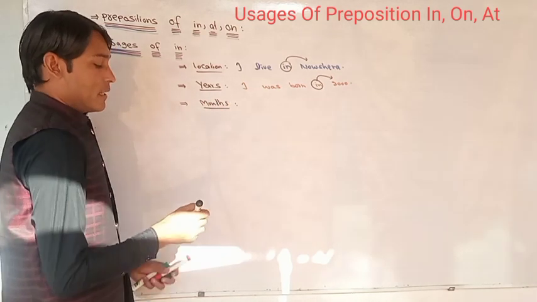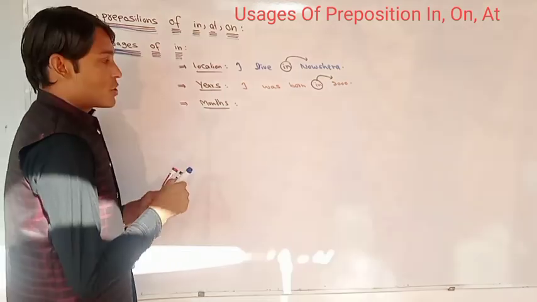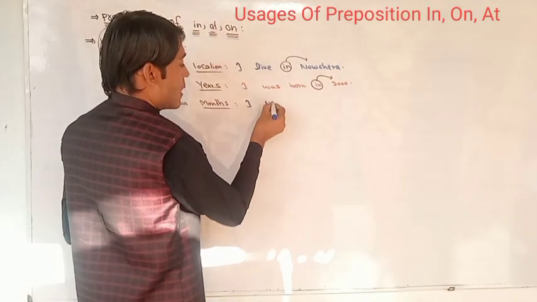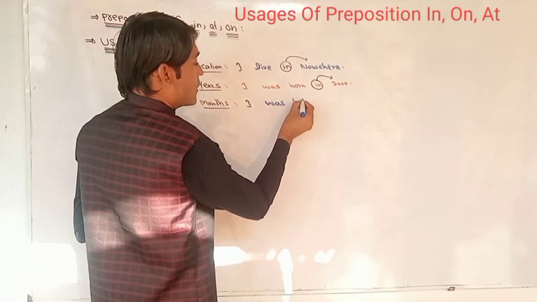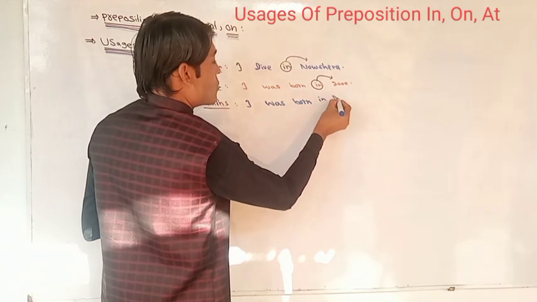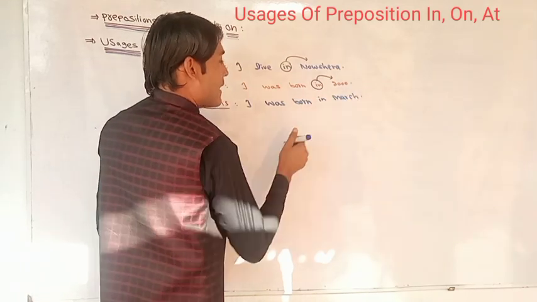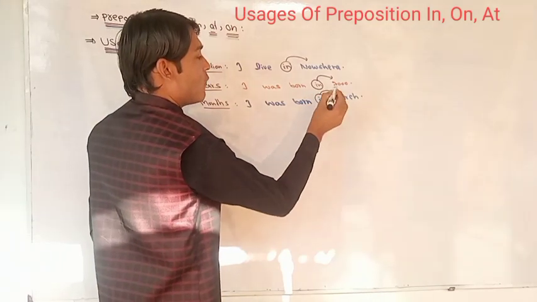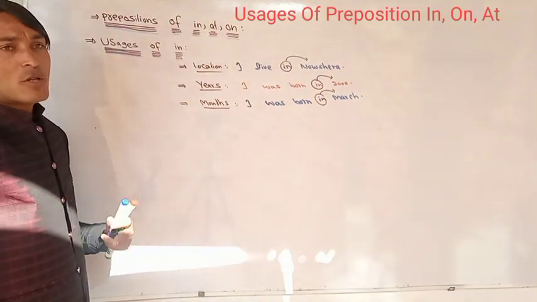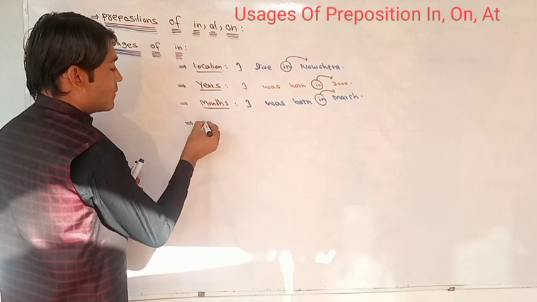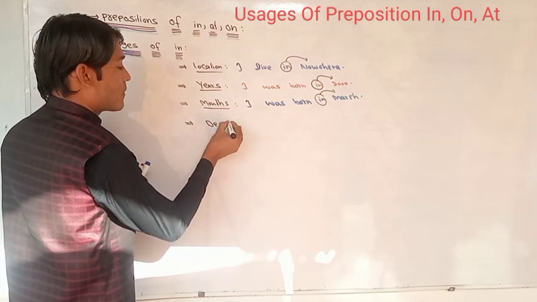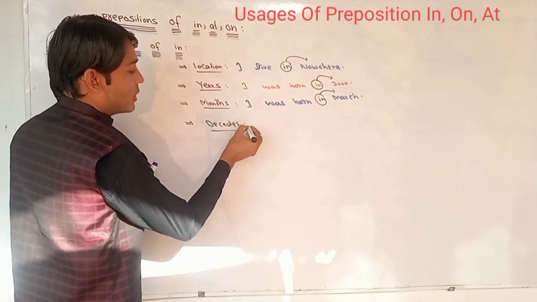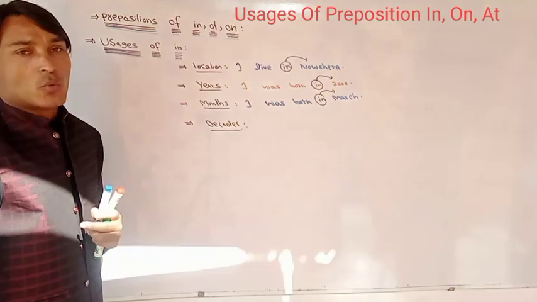For example, I say that I was born in March. I was born in what? I was born in March. So here in is used before what? In is used before the name of a month. And in can also be used before decades. And as we know, one decade is equal to what? A decade is equal to 10 years.